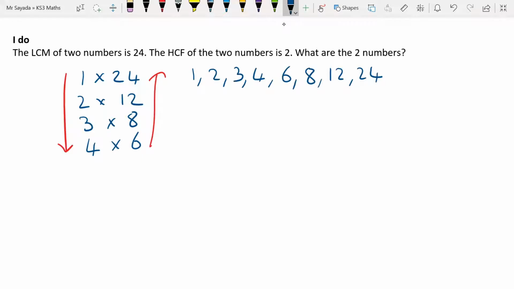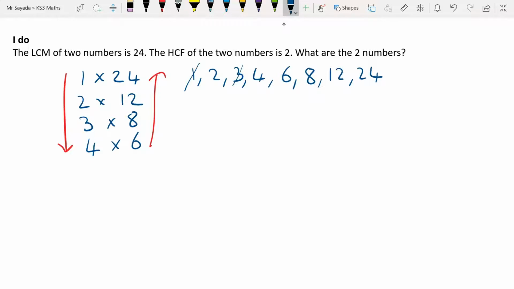Now, the highest common factor of the two numbers is 2. So therefore, I need to remove any numbers which are below the highest common factor, or any numbers which do not have a factor of 2. So 1 is below 2, 3 doesn't have a factor of 2, but all the others do. Now, I have lots and lots of possibilities. I have 2, 4, 6, 8, 12, and 24.